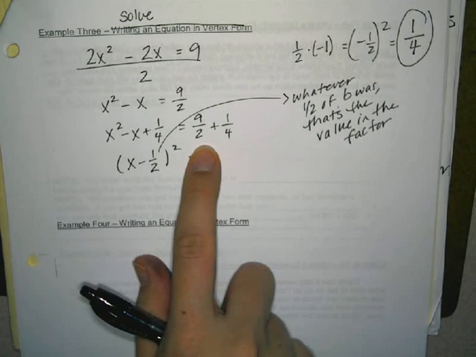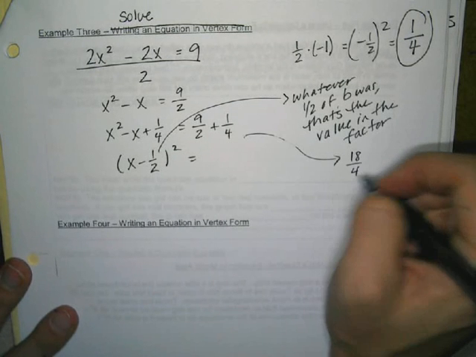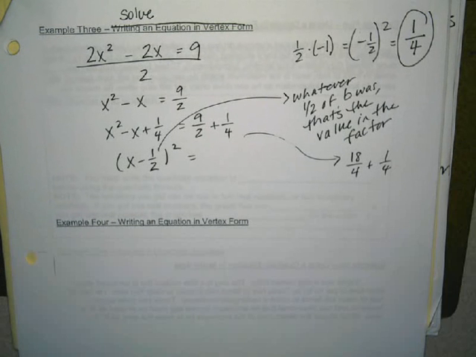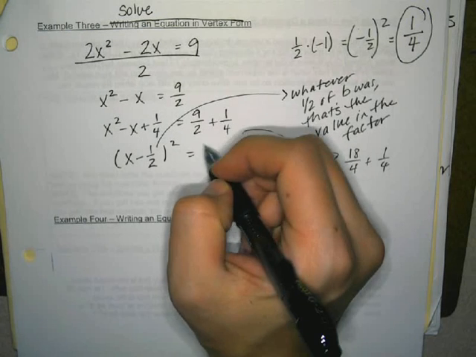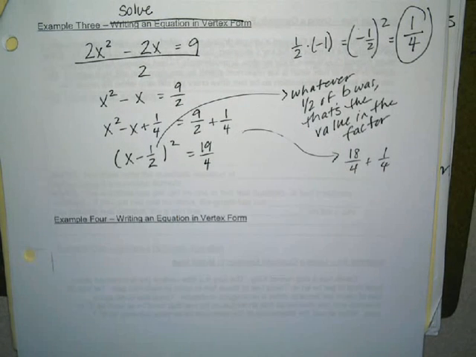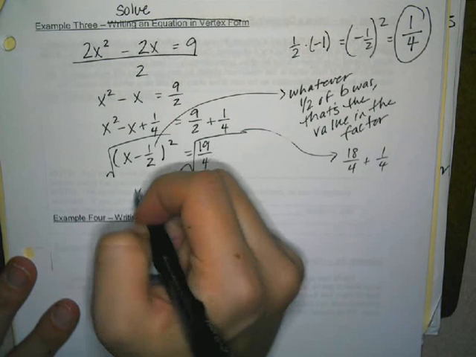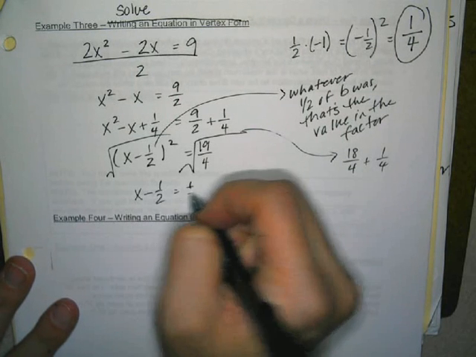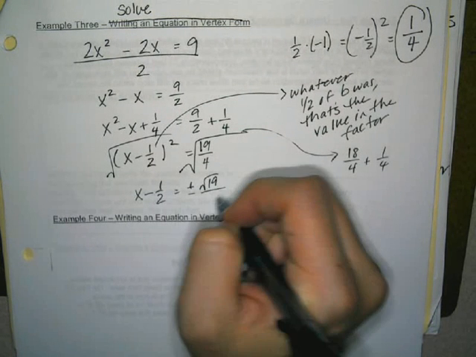Okay, 9/2 plus 1/4. I have to get common denominators. The common denominator here will be 4. So I have to multiply this one by 2/2. And then that will give me 19/4. What do I do now? Square root both sides. And you get x minus 1/2 equals plus or minus the square root of 19/4, which is the square root of 19 over 2. 19 can't be broken down any more than it is, so we're going to leave it as square root of 19. And then put the 2.